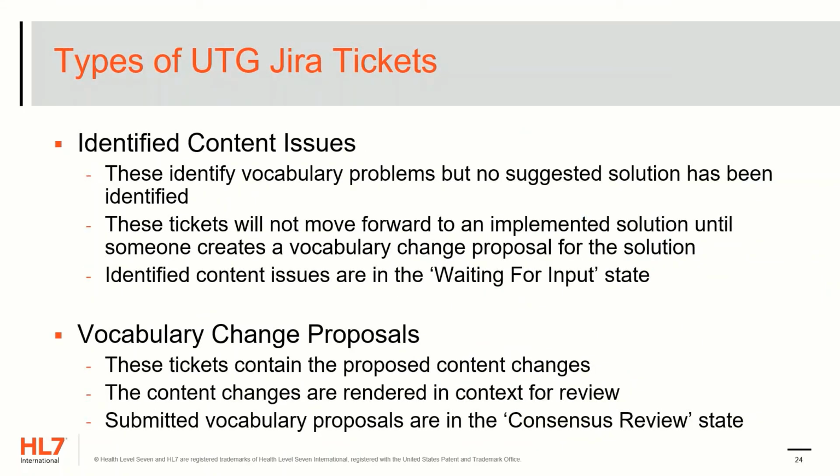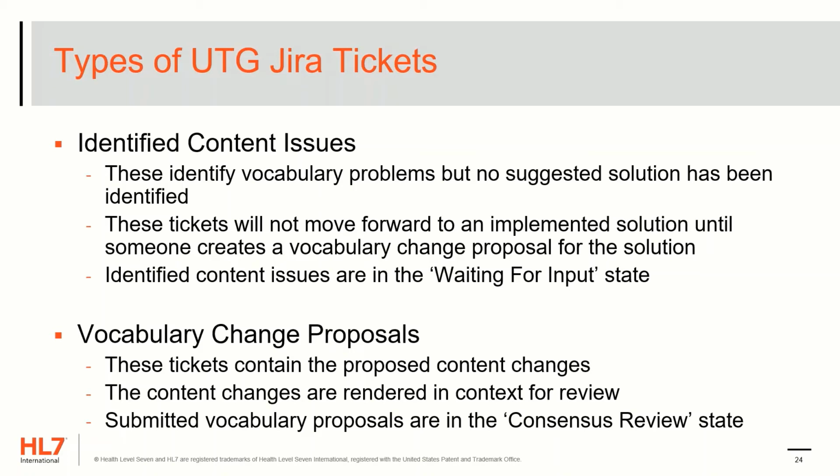Within the UTG project in Jira, there are two different types of tickets. All HL7 members with Jira logins will be able to view these tickets. The first type is the identified content issues. These are open issues or new needs for the HL7 terminology that have been reported but do not document a solution.